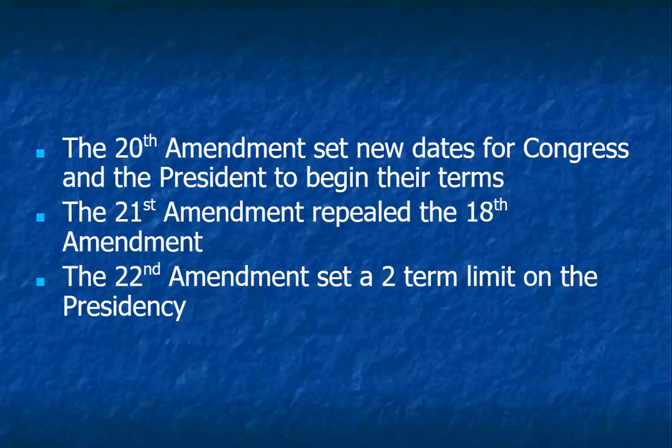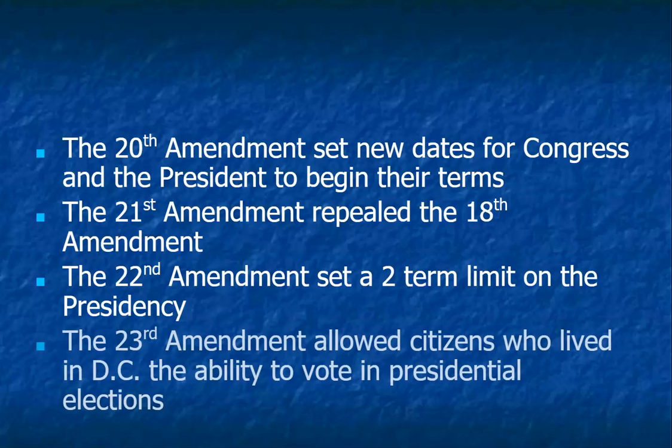The 22nd Amendment set a 2-term limit on the presidency. This is after FDR's death, and of course he was the only president to be elected to more than 2 terms. He was elected to 4 terms. The 23rd Amendment allowed citizens who lived in Washington, D.C. the ability to vote in presidential elections.